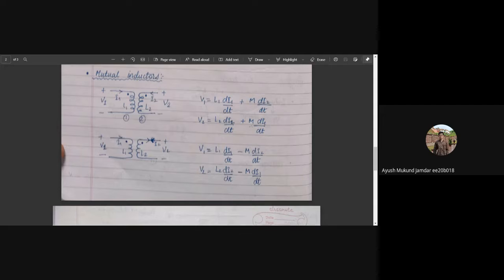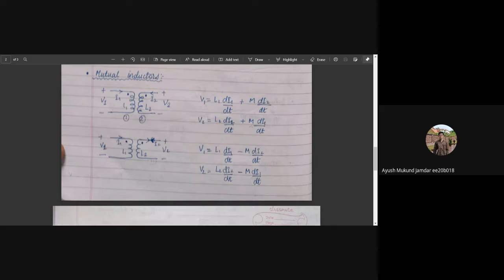That is, you can see the dots placed in the two inductor sets. When both currents are flowing towards the dot, as in the first case, we take M to be positive. That is, we use plus M. This type of coupling is called aiding coupling. And in the second one, you can see minus M has been used.